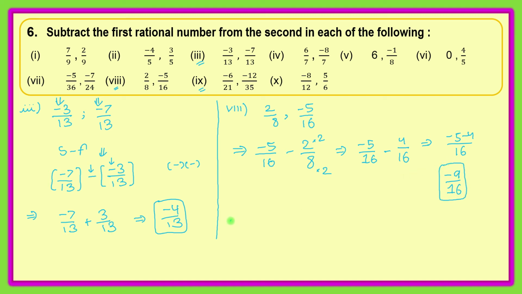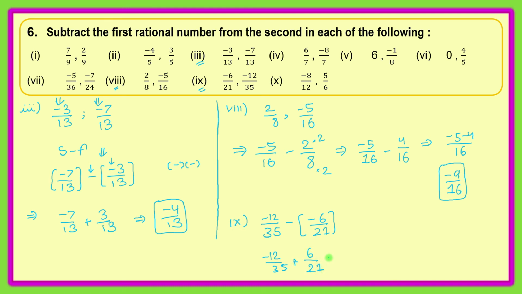And now for the ninth part here, we have minus 6 upon 21 and minus 12 upon 35. So we're going to write minus 12 upon 35 first. Then we have minus sign. And then putting minus 6 upon 21, like this. Okay, my friends, so now here minus into minus would become plus sign. So we have minus 12 upon 35 plus 6 upon 21.